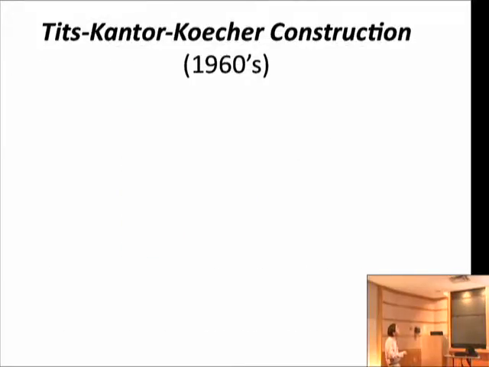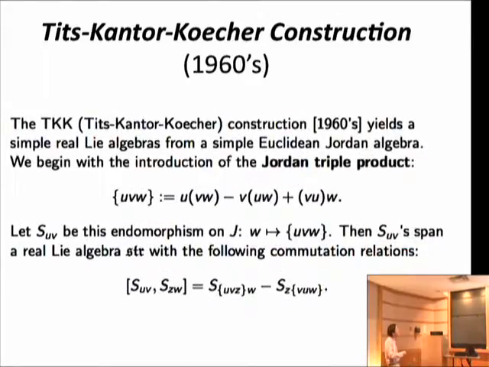Okay. Now, to me, there is an important thing which is called the TKK construction, named after the three people who independently discovered this. So basically, to each simple Euclidean Jordan algebra, they can construct a simple real Lie algebra. Okay, I will start with the introduction of the Jordan triple product. So take three elements U, V, W, and we take the product. Because of the commutativity, we get three possibilities. And then one of them, you put a negative sign, you do this combination. Well, the V is in the middle, so here you put a negative sign. Okay, this is called the Jordan triple product.